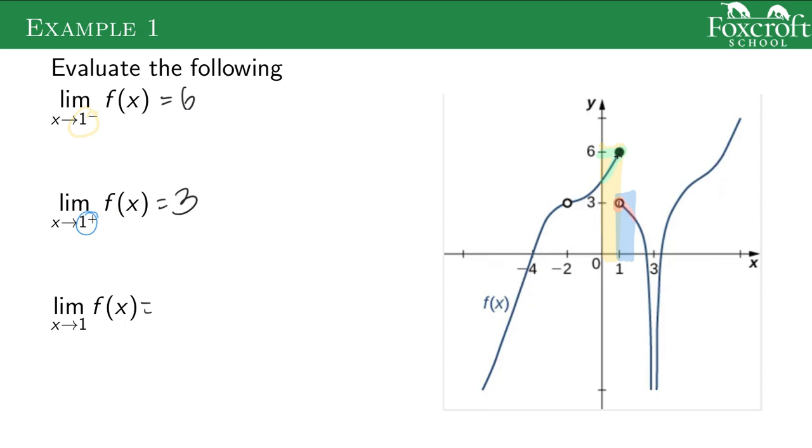And what about the limit at just 1 itself? With just 1 itself, I'm considering both sides at the same time. There's a 6 and a 3. Those numbers are different, so I say this does not exist.